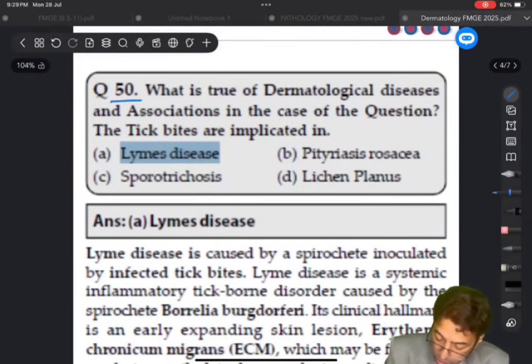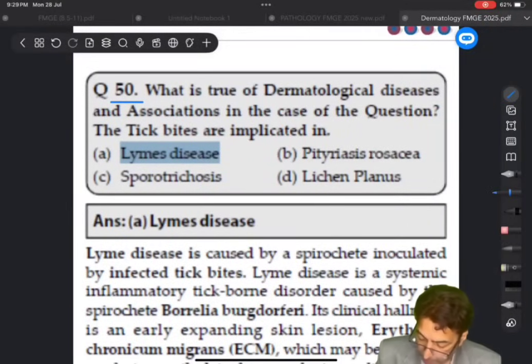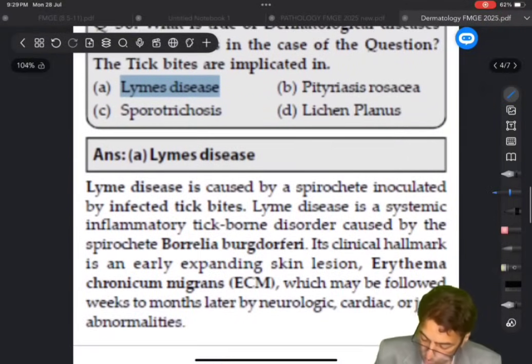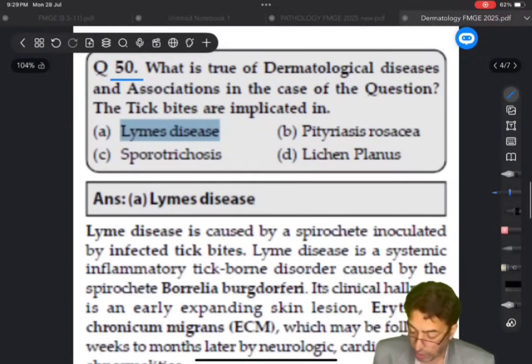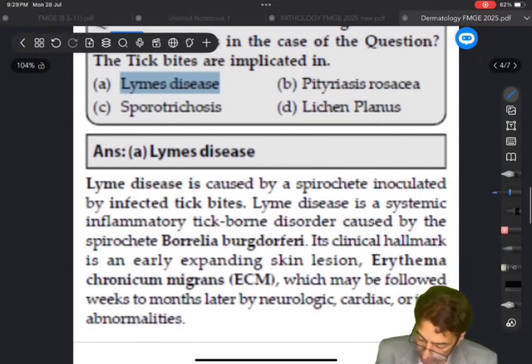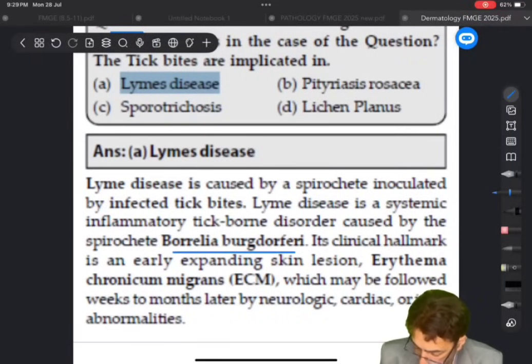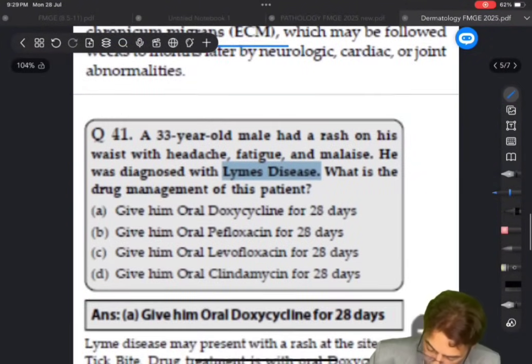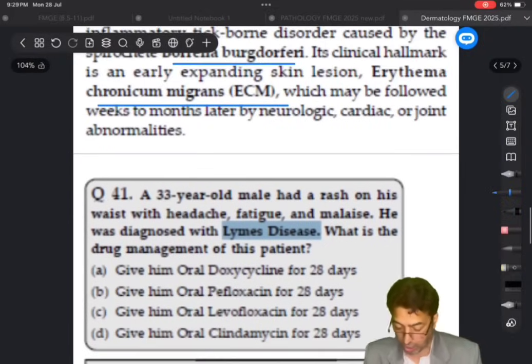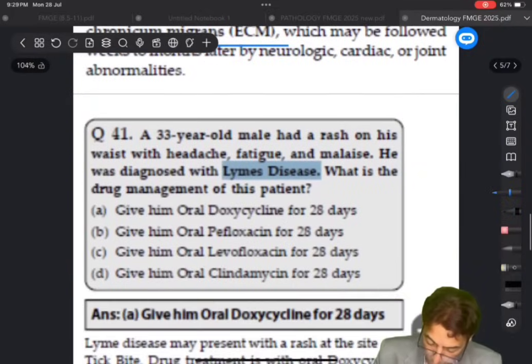Question number 50, which was there in my book, and I have mentioned that tick bites are implicated in Lyme's disease. So it was already given. A tick bite, forest, and Lyme's disease is caused by, as I mentioned, Borrelia burgdorferi, and it causes erythema chronicum migrans.